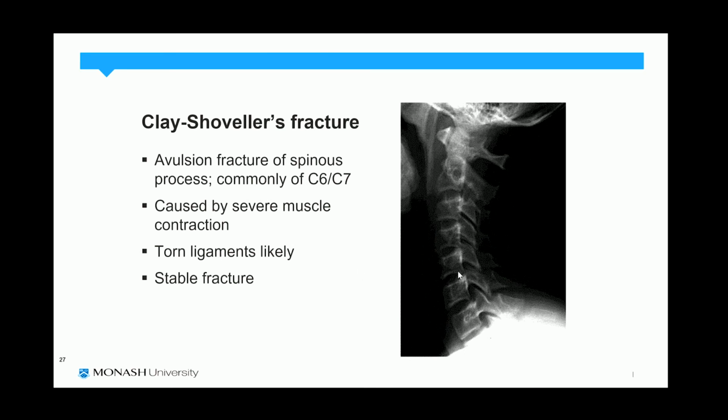Clay shoveller's fracture is an avulsion fracture of the spinous process. It normally involves either C6 or C7. It's caused by severe muscle contraction with torn ligaments. This is a stable fracture as it does not involve either the posterior spinal or the spinolaminar line, and therefore would not affect the spinal cord.